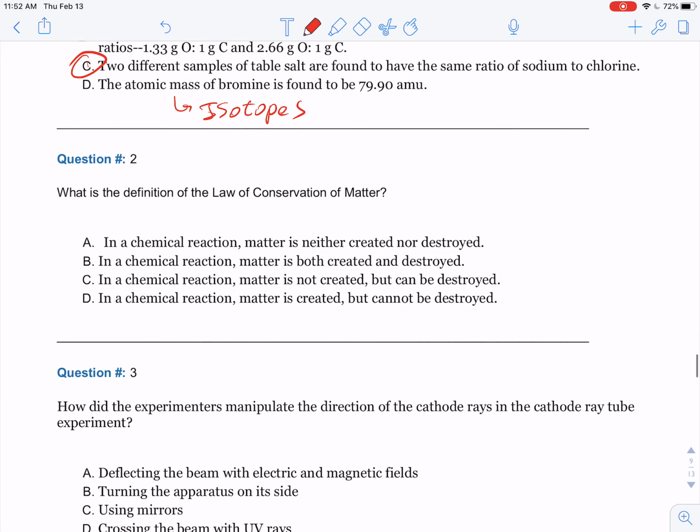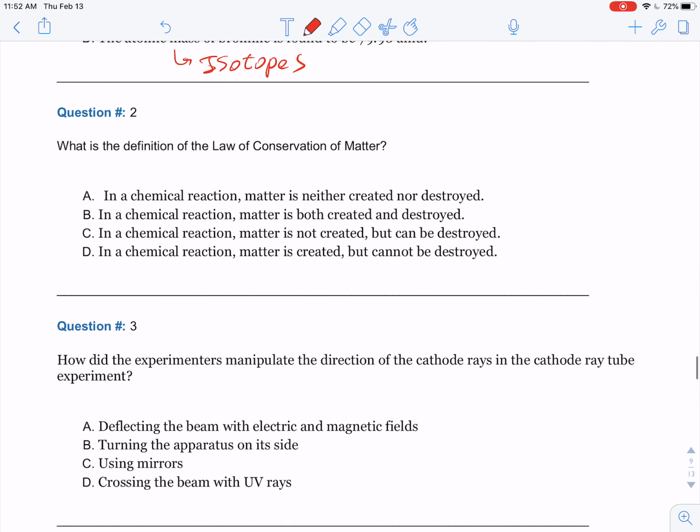Law of conservation of matter. In the previous case, I gave you the statement and you identified that as the law of conservation of mass. Here, the law of conservation of mass has everything to do with a chemical reaction, and you don't create matter, you don't destroy matter. So it is number A.